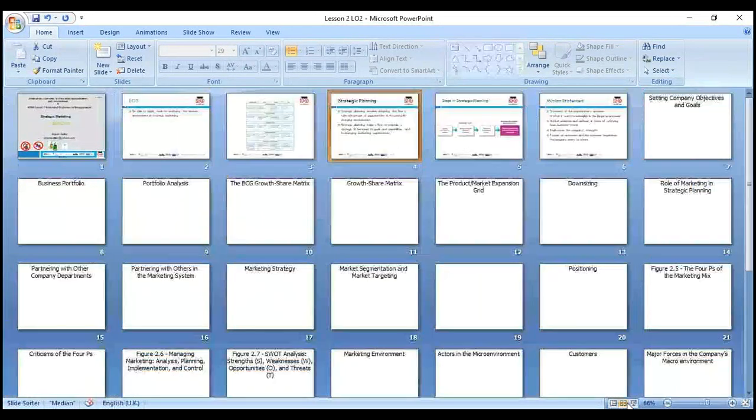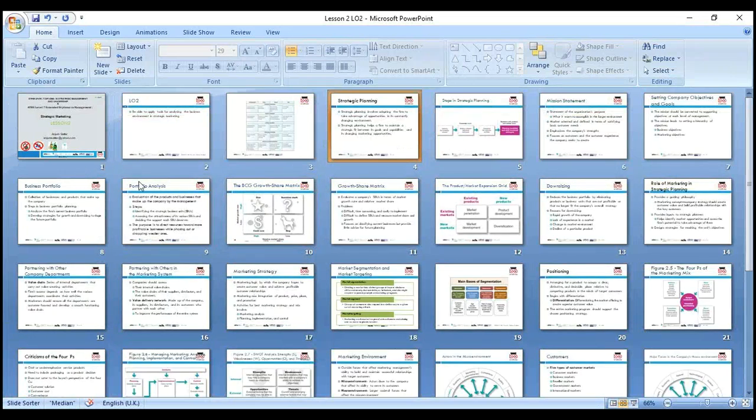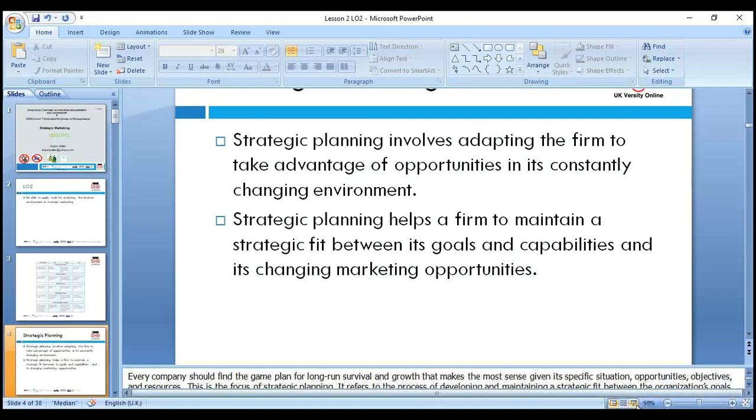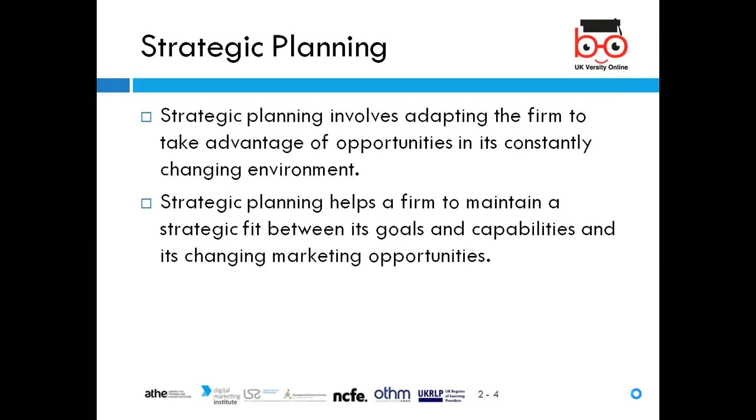So next our focus will be strategic planning, what is meant by it and how we can make a plan. Strategic planning involves adopting the firm to take advantage of opportunity in its constantly changing environment. So think about Brexit, always changing the environment.